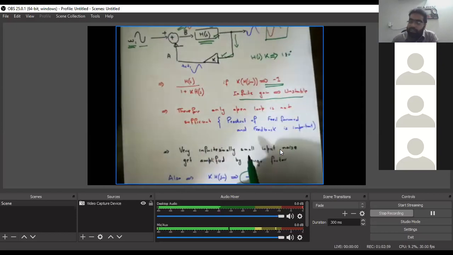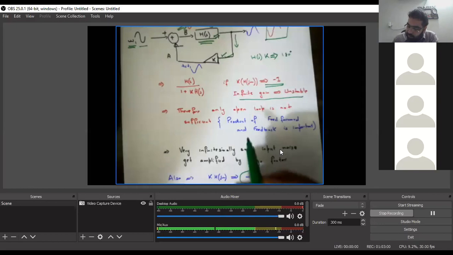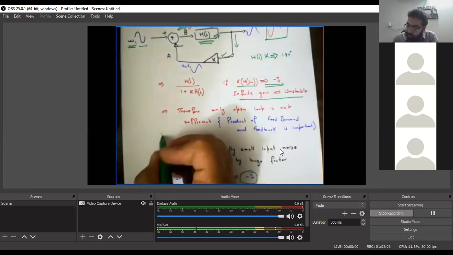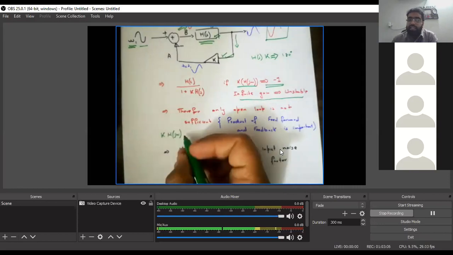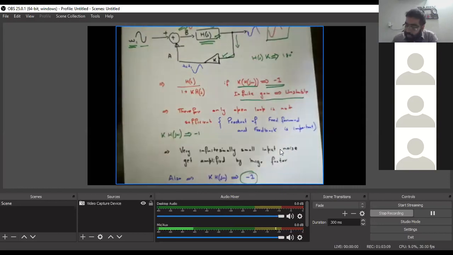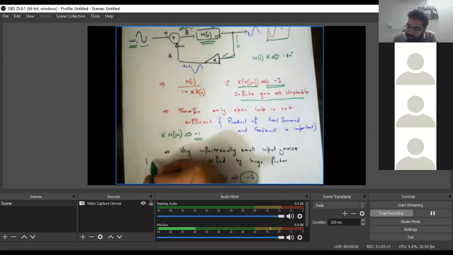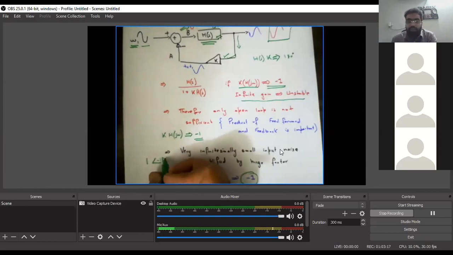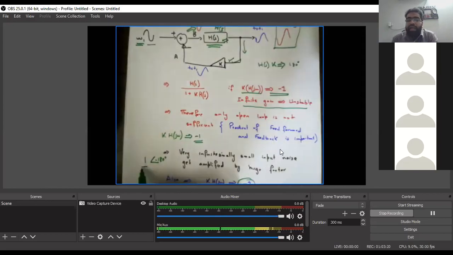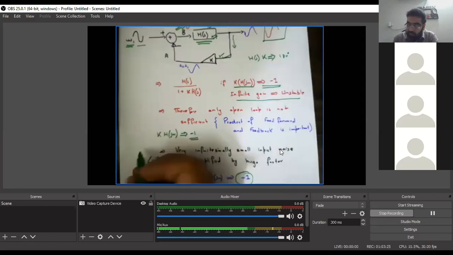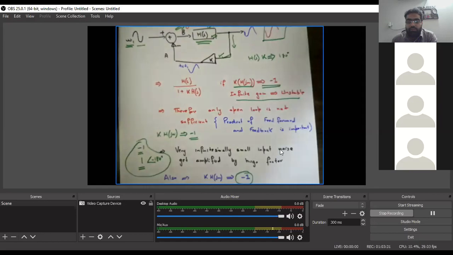If we're okay with -1, now we need to represent this -1, or k times h of j omega, in terms of magnitude and phase. Can I write this -1 as the same thing as +1 with an angle of -180 degrees? Is it the same thing as -1? Can you write this thing in this way? And that's where we are representing it.